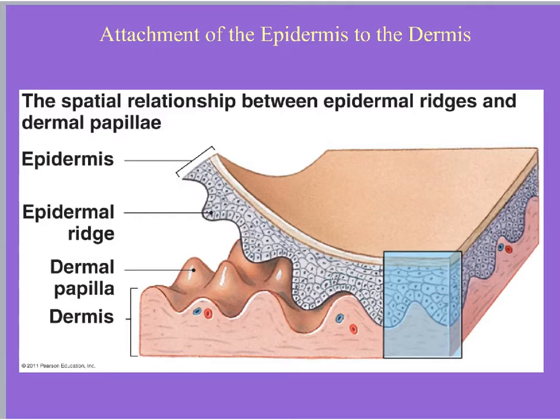Now we're going to move on to how the epidermis is attached to the dermis, then move on to details about the dermis, and then move on to some of the accessory structures, and then we'll be finished with the integumentary system.